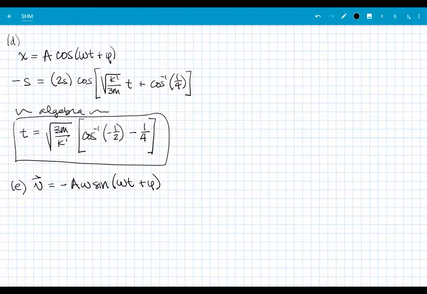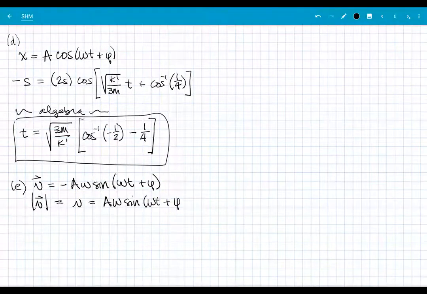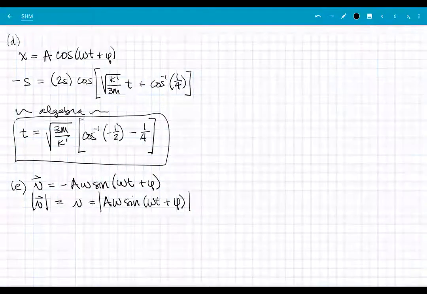The question asks for speed. I don't know if you noticed that. The question asks for speed. So we're just really interested then in the magnitude of this. So the speed is just going to be the magnitude of the velocity, which we usually just write as v without the hat. And then I can write that as A omega sine omega t plus phi, and I know I want the absolute value of that. Sine, of course, can produce a positive or negative, so I know I'm going to want the absolute value of that thing.